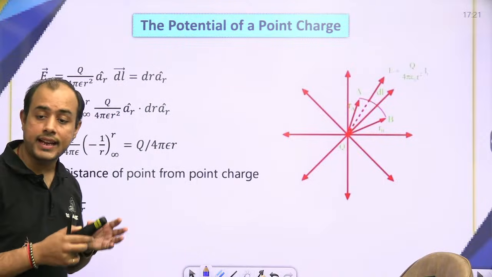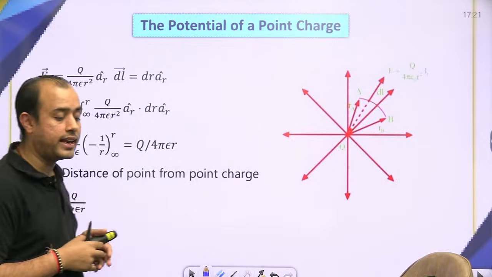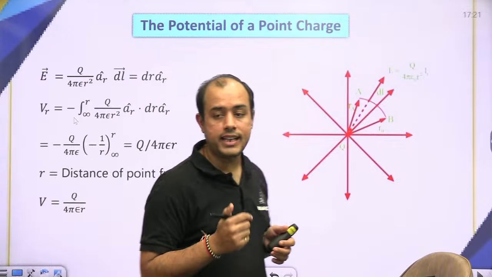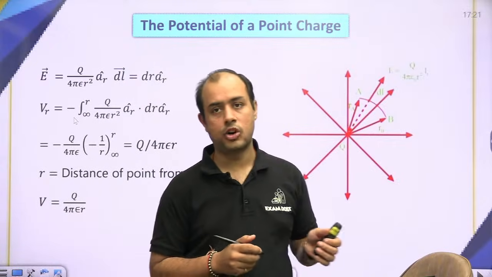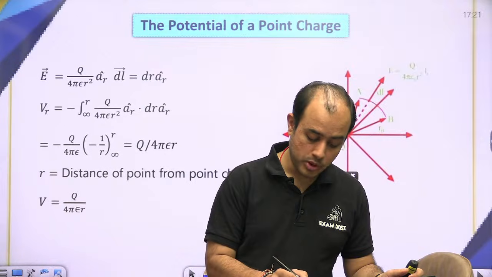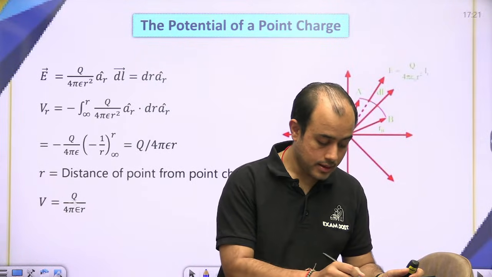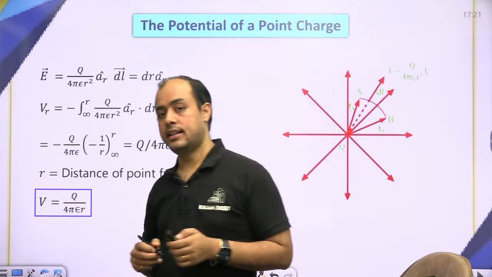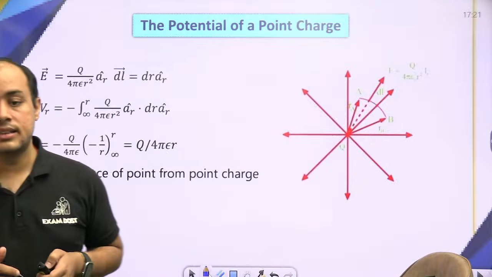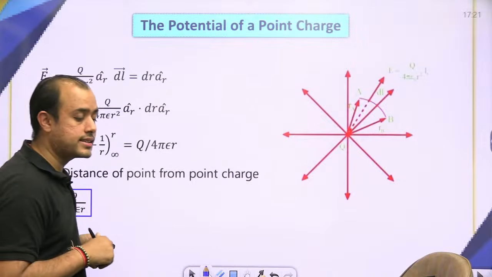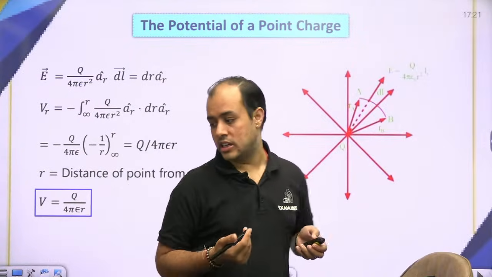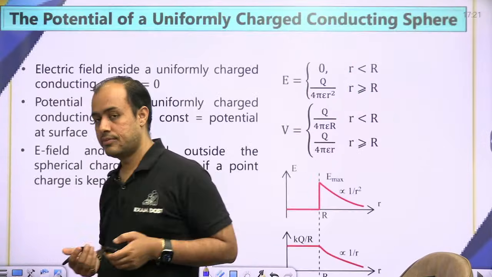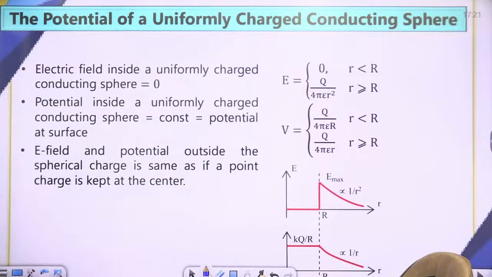Now, how do we find out the potential of a point charge? We will take negative of the integration of electric field from infinity up to a distance r for a point charge, and the potential is given like this. Q by 4 pi epsilon r. And potential is a scalar quantity, so you need not worry about the direction. Okay, next.